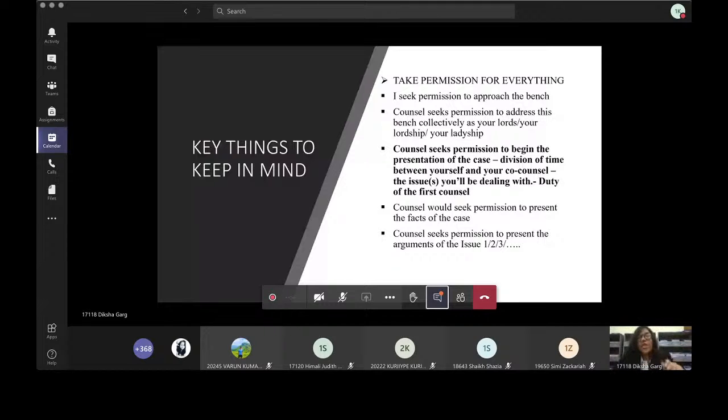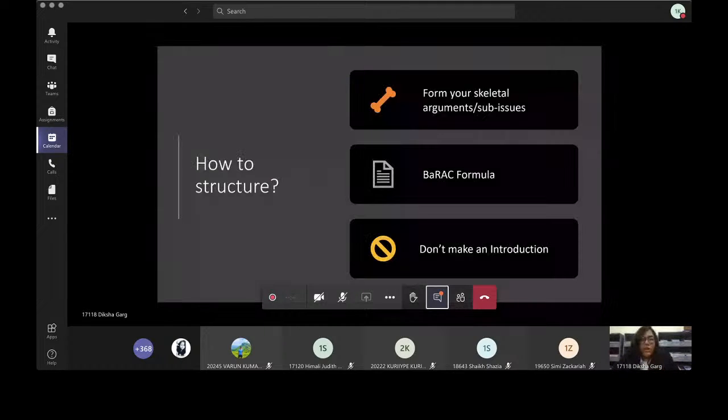How do you structure? Firstly, form skeletal arguments and sub-issues. This is something that even debaters do: you form an idea of what exactly you'll be talking about, simply to ensure that you have a flow of argument. Again, keep in mind that you are not debating, but you are presenting an argument. You may use your debating skills, but you're still presenting the argument too.